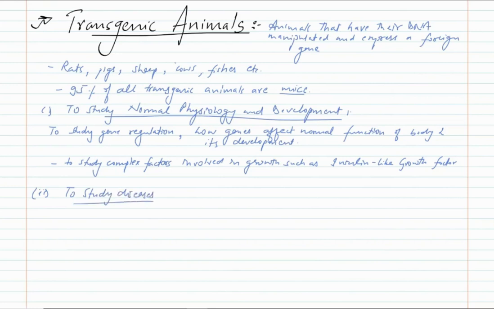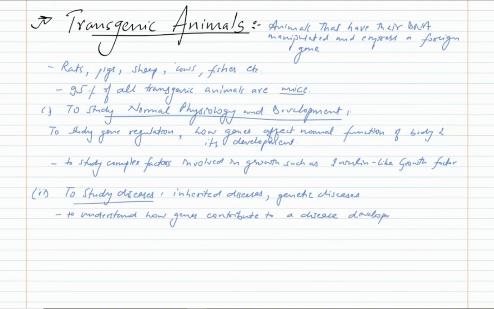So this gives us the next function. When we are studying normal function, we can also study diseases, such as inherited diseases and genetic diseases. Transgenic animals help us understand how genes contribute to disease development.